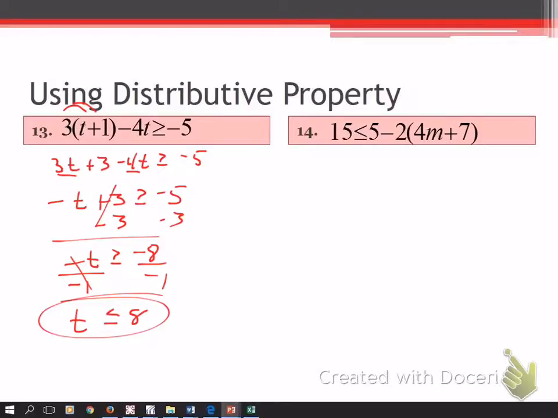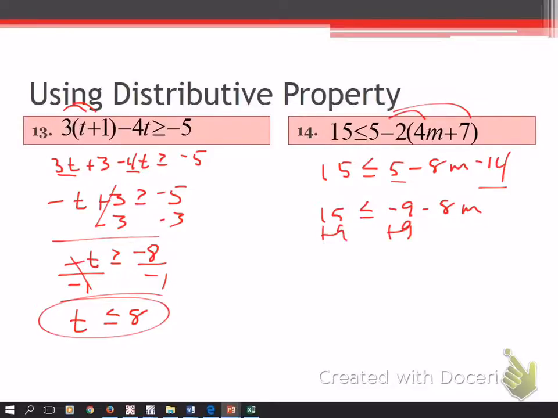And then 14, I'm going to distribute this negative 2. Make sure you do distribute it to both, and take the minus sign with it as a negative. Negative 2 times positive 7 is negative 14. Now I've got to simplify the right-hand side. I'm going to combine those guys. We get negative 9 minus 8m.